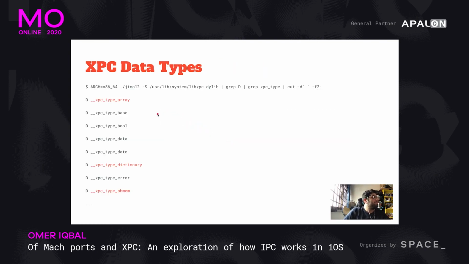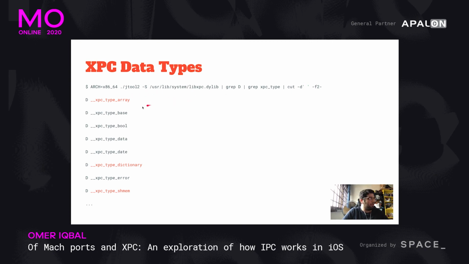And if you are curious and you want to find out what kind of data types are supported by XPC, one of the interesting things, sadly, about XPC is that it's closed source. There are some public interface definitions, but the implementation is closed source. But what you could do is a bit of reverse engineering. In this case, I'm using JTool. You can use OTool also. You can look at the symbols inside this library and do some filtering.